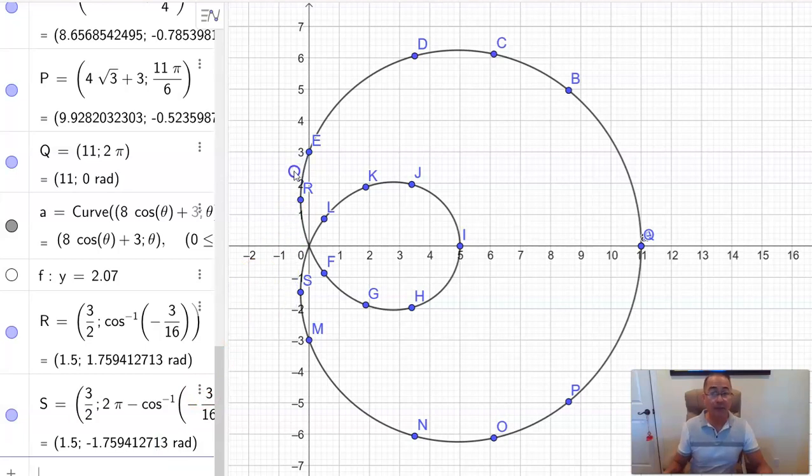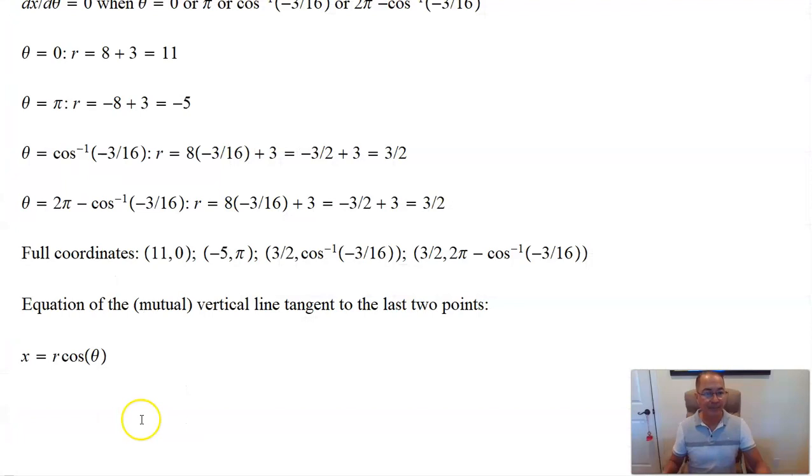We plotted the vertical line, which is common to these two, and we were kind of estimating, okay, what is that x value? Well, we have the change of coordinates formula, the conversion formula, to go from theta to x and y. So let's go back to our workroom and solve for x for these last 2 points so that we will get our vertical tangent line. x is r cosine theta. Well, our r value is 3 halves, so we'll take 3 halves and then multiply by cosine theta. Well, we have cosine inverse minus 3 over 16.